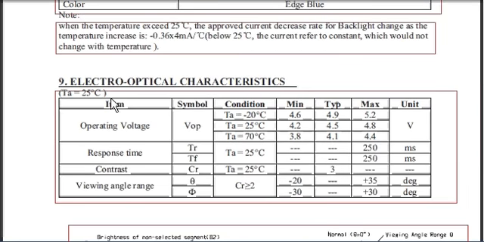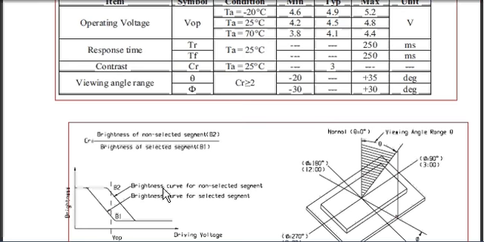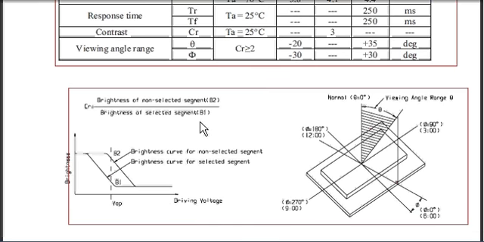And this is the electro-optical characteristics. It shows, at different temperatures, what the driving voltage is, and also the response time, the contrast, and the viewing angle range. And this explains how to test the contrast and viewing angles, the definition for that.